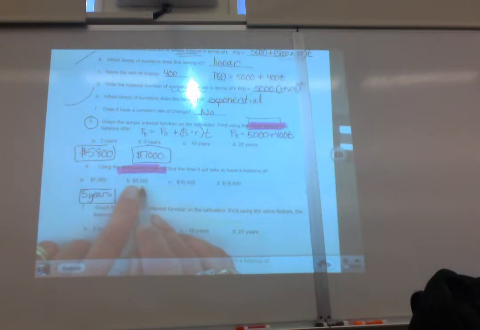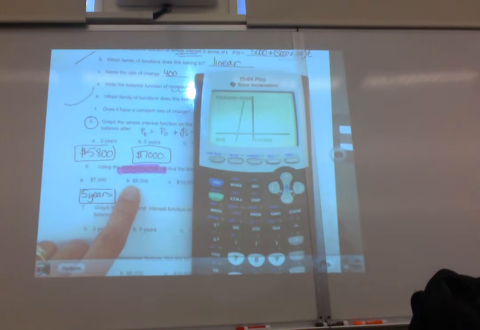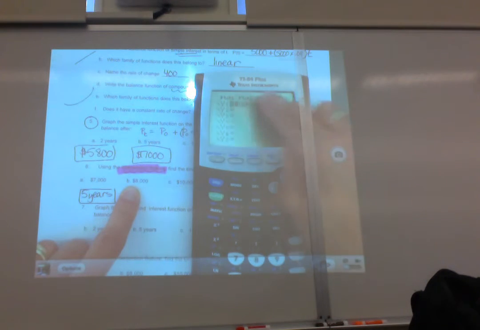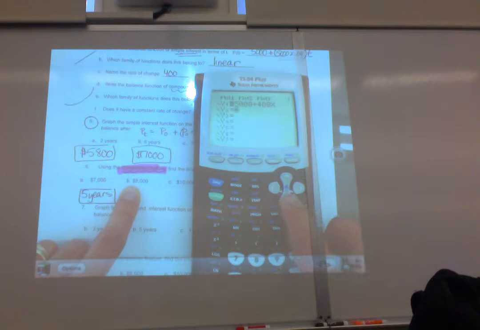Now, we've got the 8,000. We have to do the intersect feature. So, go back to y equals. You still have the same function in there. You need to scroll down to get to y2. You're back in y equals, and you scroll down, so I have a blinky cursor at Y2. I put in 8,000. Now I have a Y1 and a Y2.